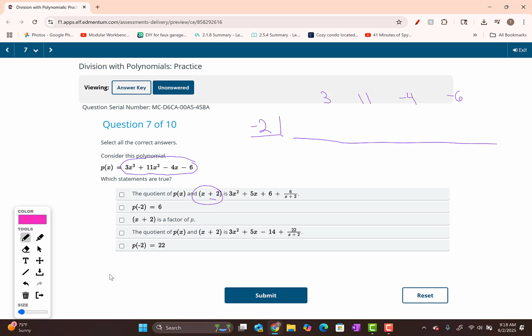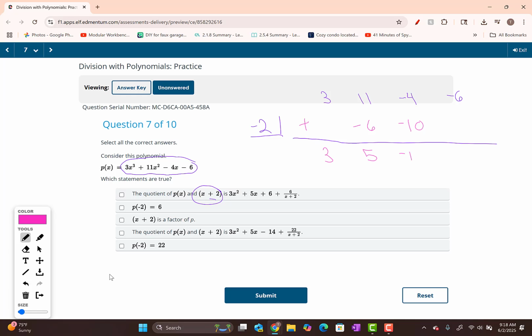So we're going to take 3 and we're going to add it to the number below the 3, which is nothing. So 3 plus nothing is 3. And then we're going to multiply it by the negative 2. Negative 2 times 3 is negative 6. And that's going to go underneath the 11. We're going to add those together and we get 5. We're going to multiply negative 2 times 5, and that gives us negative 10. That goes underneath the negative 4.